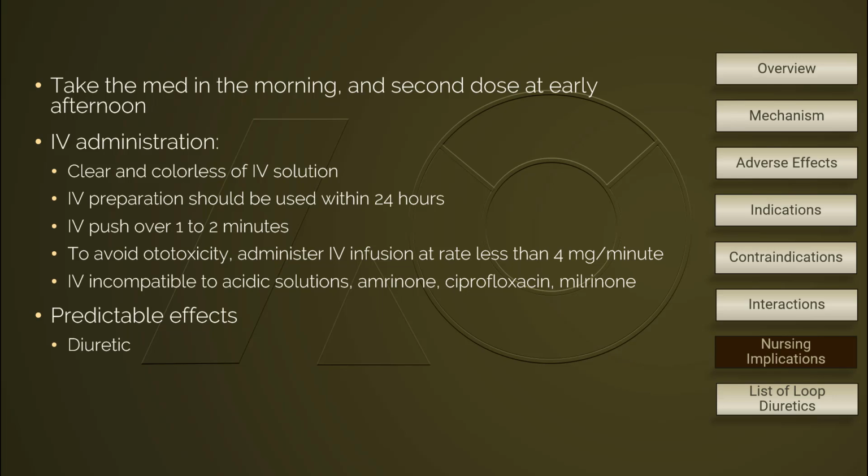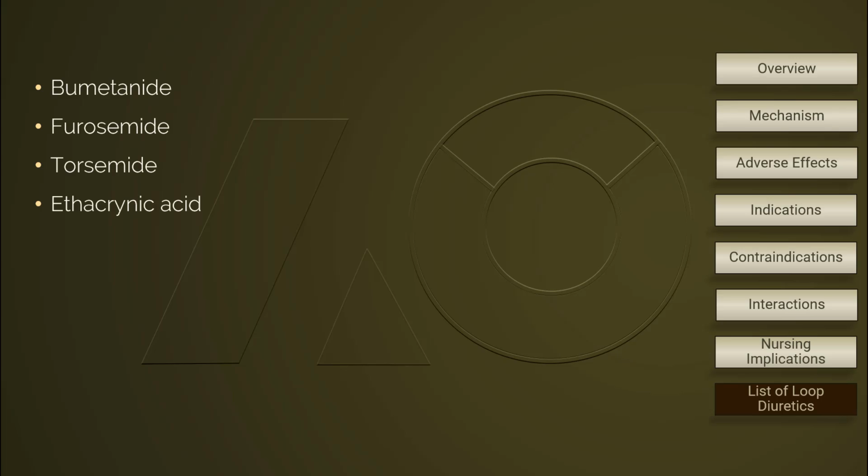Loop diuretics have a prompt action, which means predictable diuretic effect. Their duration of action is relatively short, about 2 to 4 hours. Furosemide is the most commonly used loop diuretic. Both bumetanide and torsemide are much more potent. Ethacrynic acid is not used much in clinical practice because of its severe adverse effect of deafness.